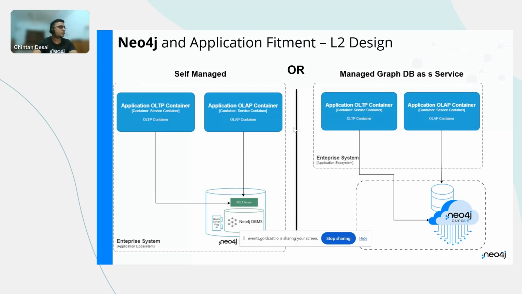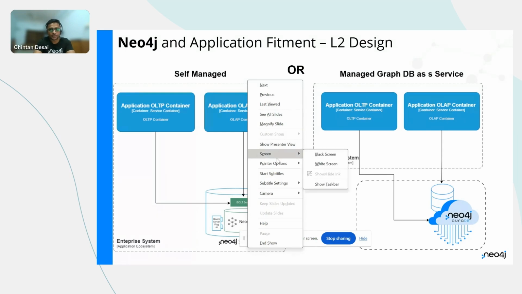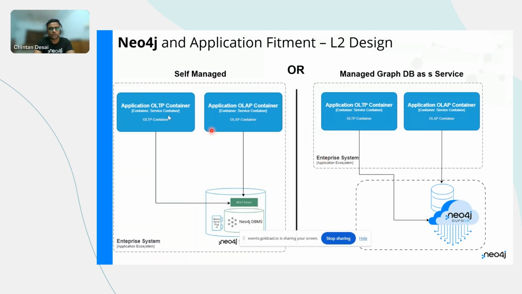Initially, first let's talk about the Neo4j deployment types. As I said, Neo4j is available as both self-managed and a managed graph database as a service, two types of deployment options. So Neo4j self-managed and Aura, or graph database as a service, both have their own advantages.